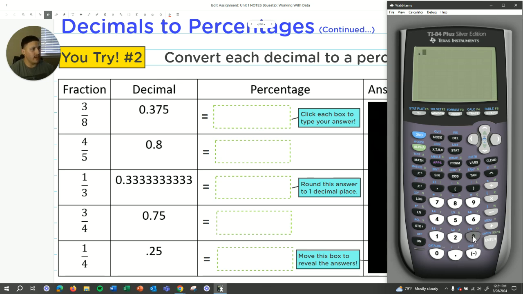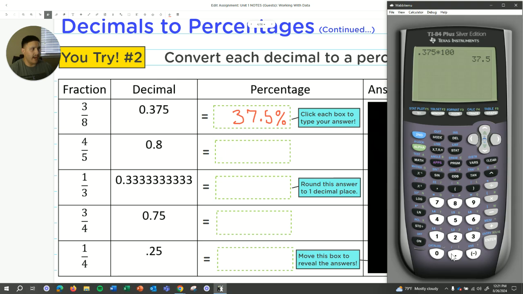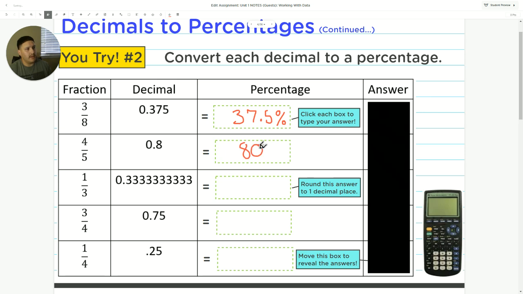So for 0.375, I'm going to multiply by 100. And my percentage answer is 37.5%. Okay, now with the 0.8, I'm going to do this again by just multiplying by 100. So 0.8 times 100. And I get 80%. So make sure you attach the percentage symbol at the end of your answer.